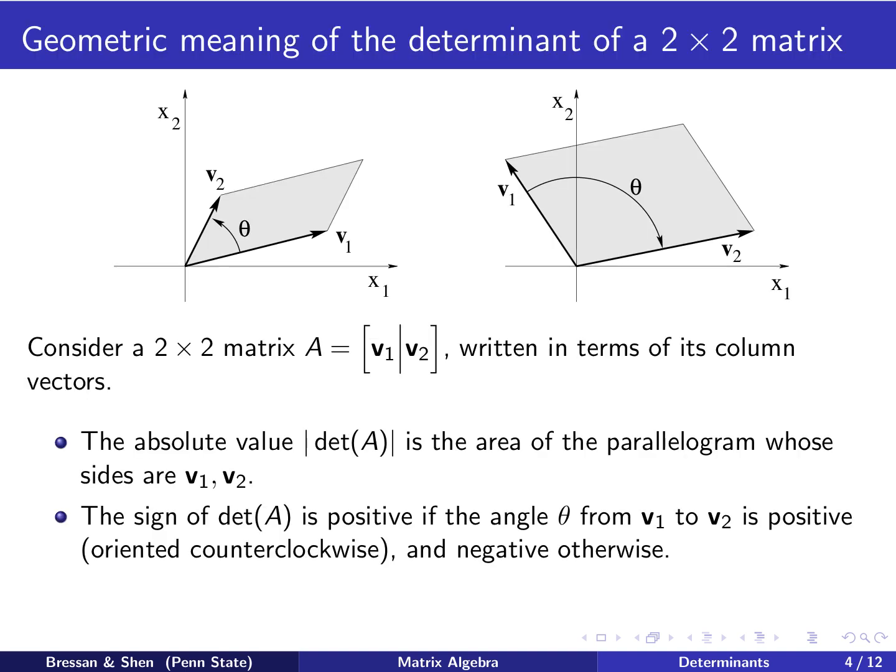Okay, so we can summarize. Consider now we have a 2 by 2 matrix A with 2 column vectors V1 and V2, and we have the following statement. The absolute value of the determinant of A is the area of the parallelogram whose sides are V1 and V2. So like this, the absolute value. Here, if V1 is like this, V2 is like this, and you form a parallelogram, the area of that will be the absolute value of the determinant of that A matrix.